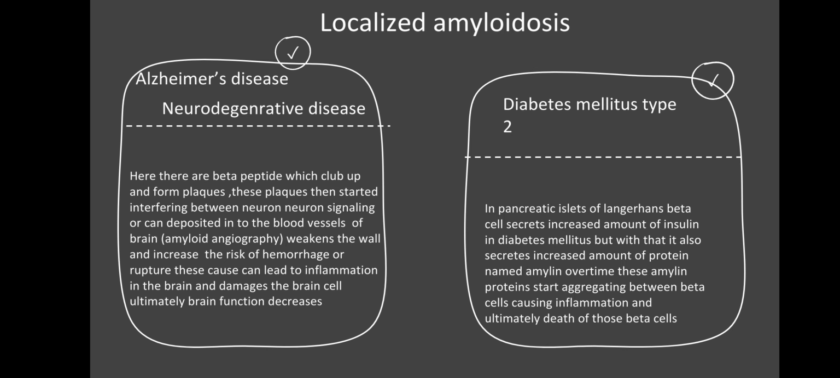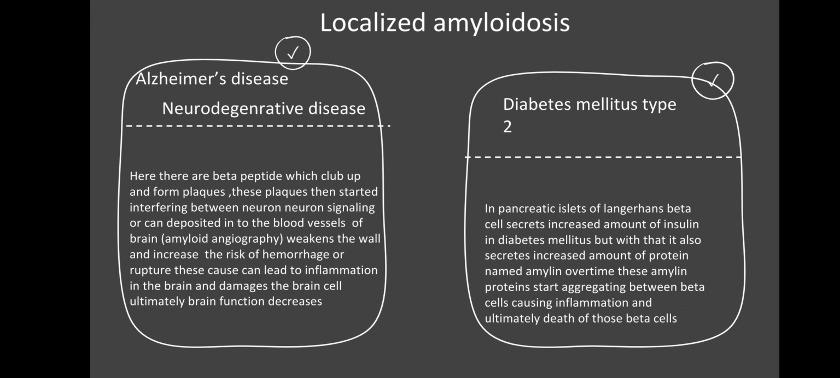Okay, now there is localized amyloidosis. In localized amyloidosis, there are two main diseases. You can say the first is Alzheimer's and the second is diabetes mellitus type 2. So, what happens in Alzheimer's? As we know, Alzheimer's is a neurodegenerative disease. Here there is a beta peptide which clumps up and forms plaques.